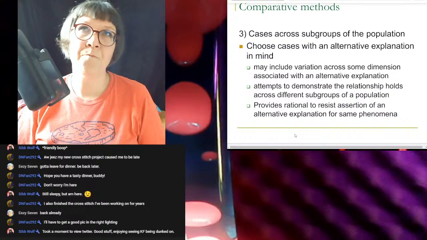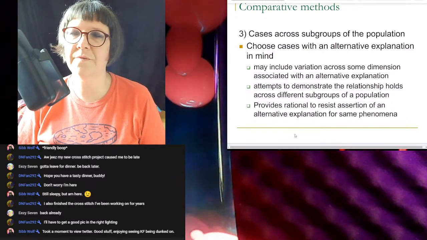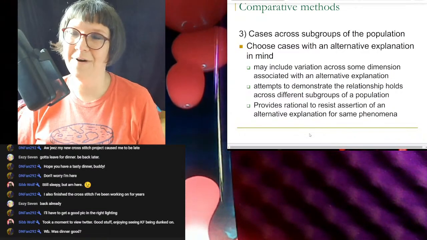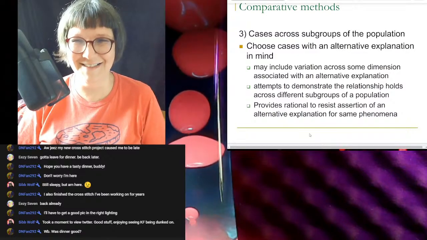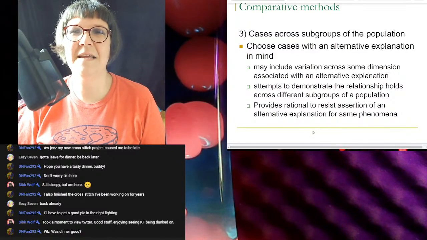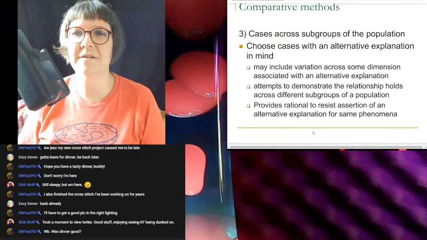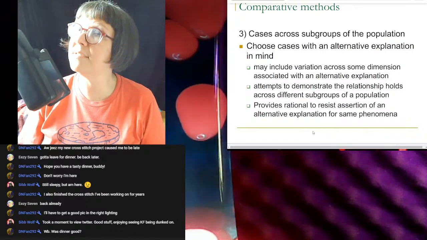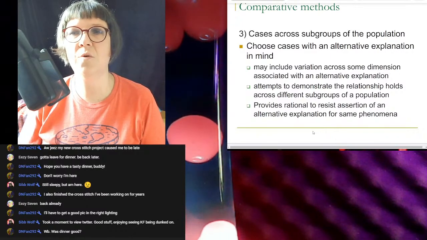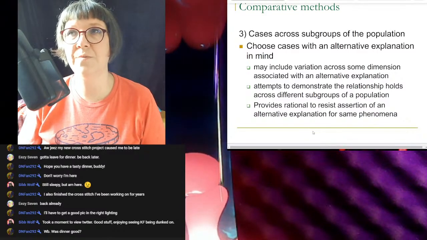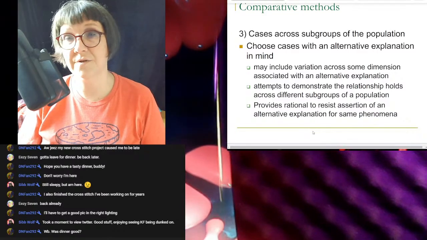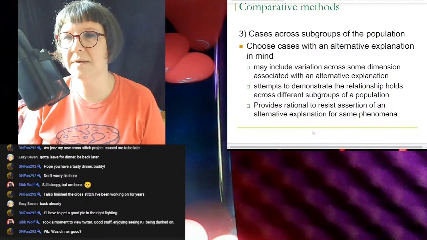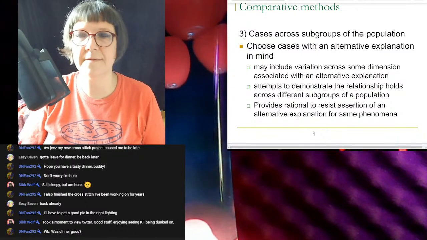Again, always anticipate the second reviewer. Always anticipate reviewer number 2. You want to take into consideration cases that include variation across some dimension associated with an alternative explanation. Perhaps religiosity is something that you'll want to compare: countries with high levels of religious adherence and countries with low levels of religious adherence, and whether or not that makes a difference to marriage equality, because obviously the United States would be quite an exception in that case.